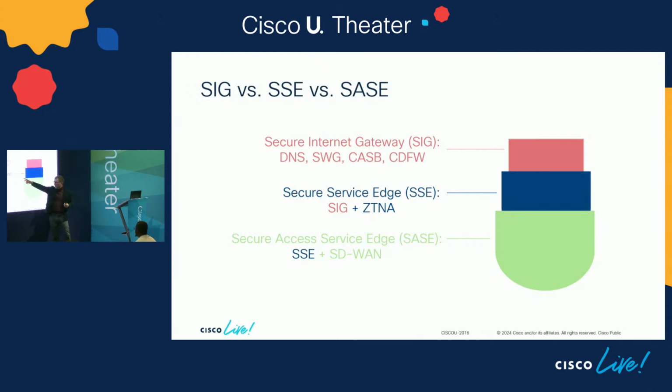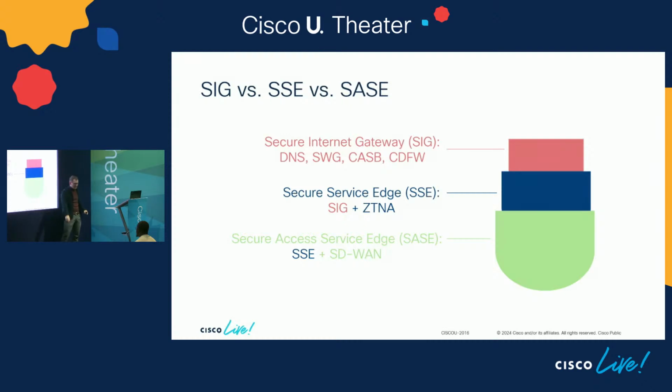Then we have Secure Service Edge. Secure Service Edge is actually SIG plus ZTNA. So it also brings ZTNA to the table, in addition to what SIG already brings to the table. And in Cisco's ecosystem, we're addressing these full SSE capabilities with the Cisco Secure Access product, as you'll see. And if you remember, SASE is actually the convergence of networking and security. Security represented by SSE and SD-WAN represented by networking. So we also have a unified SASE solution within Cisco, but I'll not go into details here.